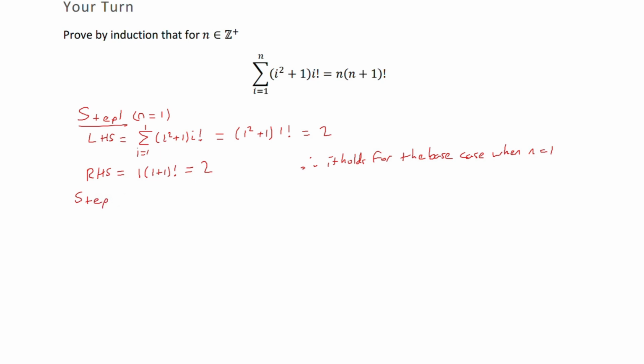Step 2 is our assumption. So n is equal to k. And we're going to assume that the sum from i equals 1 up to k of (i squared plus 1) times i factorial is equal to k times (k plus 1) factorial.